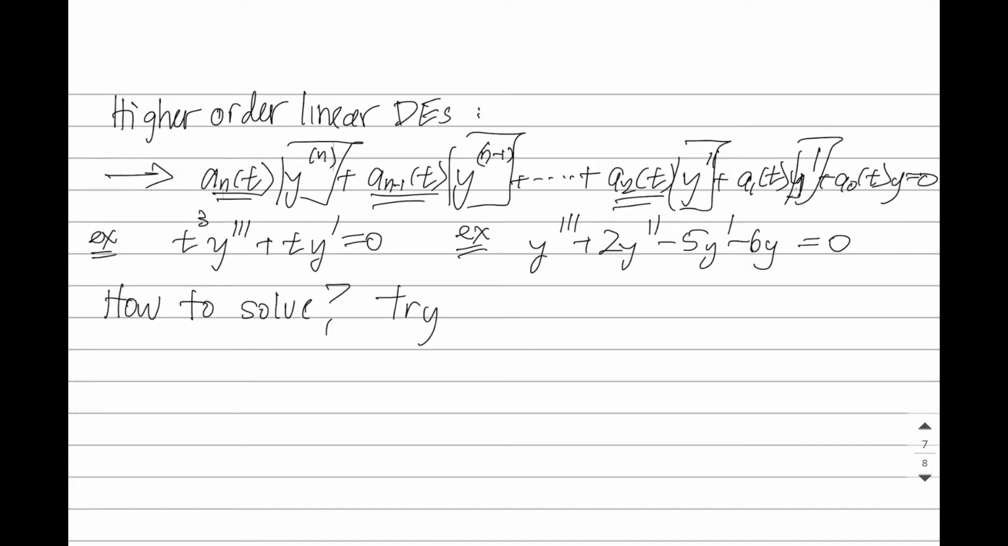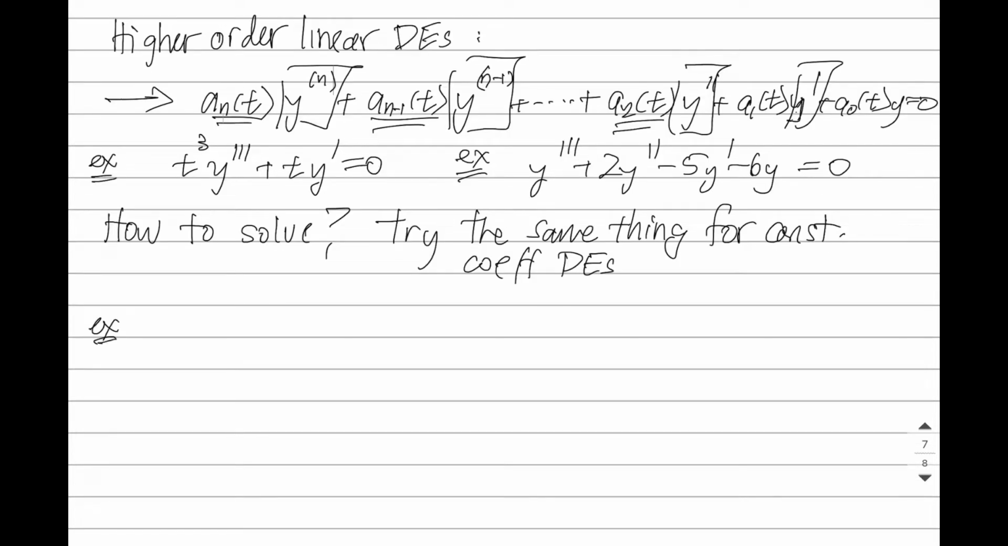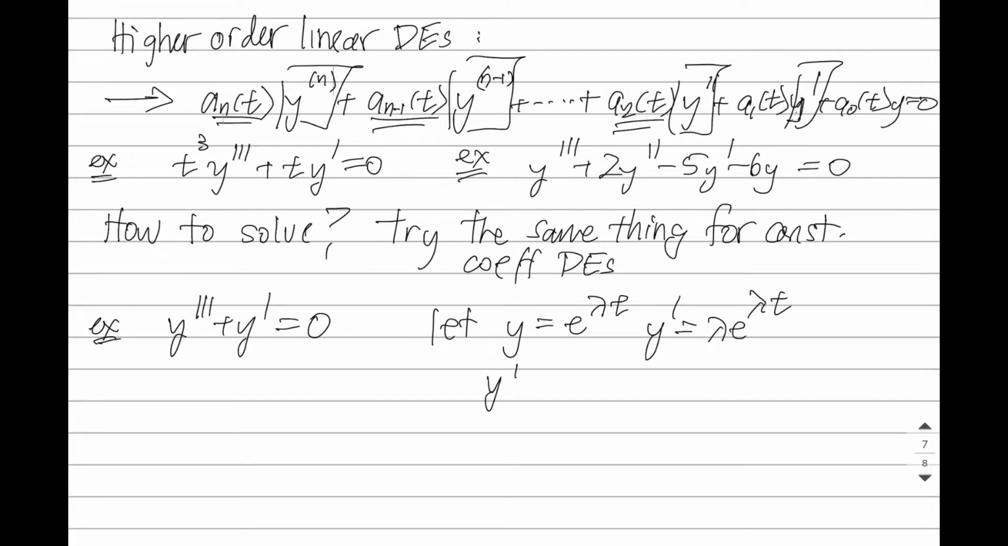And I think the simplest thing to say is to try the same thing. And that will only apply for a constant coefficient DE. As a very simple example, let's say y triple prime plus y prime is 0. We're going to let y equal e to the lambda t. If you assume that's the form of the solution, and you start taking all its derivatives, the chain rule just keeps giving you these factors of lambda.